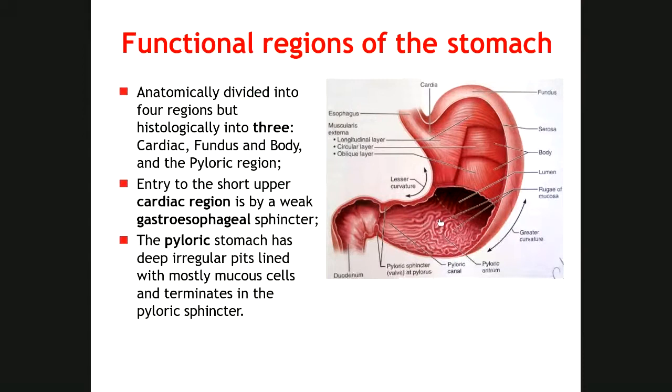So anatomically, the stomach is divided into these regions. The upper one here, you can see it is highlighted, the fundus. Then below the fundus is the body, which is the main part of the stomach. The part of the stomach which is joining the esophagus is called the cardia.